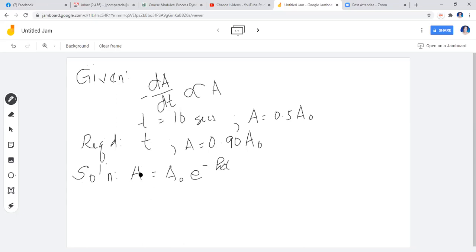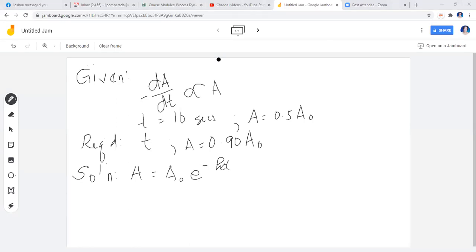Okay? So this is our formula. This formula was derived from this one. I need not derive it again. So I'd like to use this particular condition. That way, I will be able to determine the decay rate constant K. So the purpose of this initial condition is for you to determine the decay rate constant K.